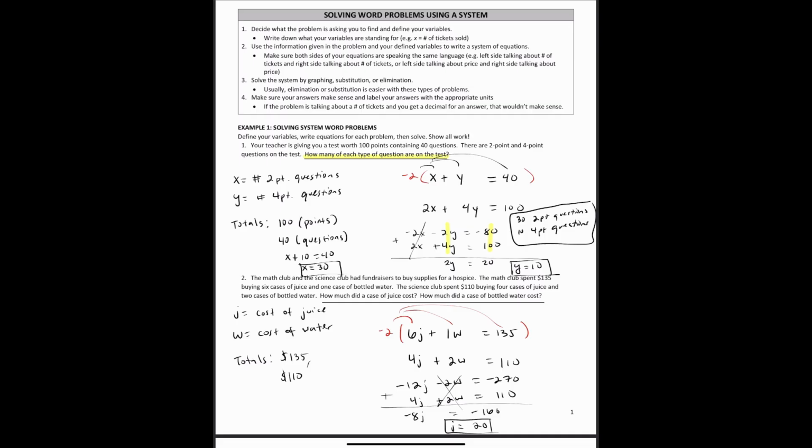So now what we're going to do is take what j is and plug it into one of my equations. I'm going to use the first equation to figure out what w is. So if j is 20, then 6 times 20 plus 1w equals 135. 6 times 20 is 120, plus 1w equals 135. And then I'm going to subtract both sides by 120. So w equals 15.